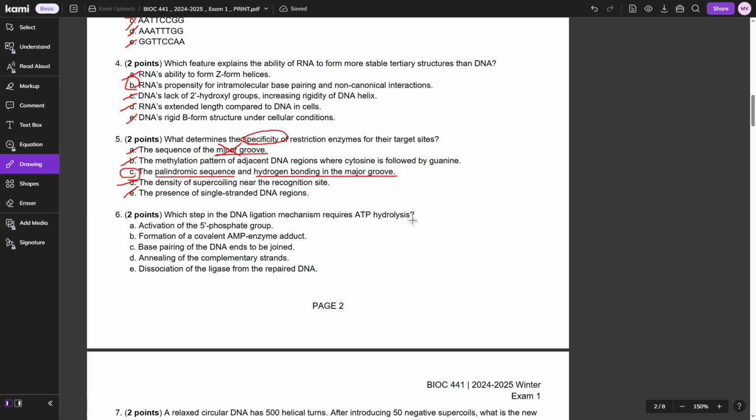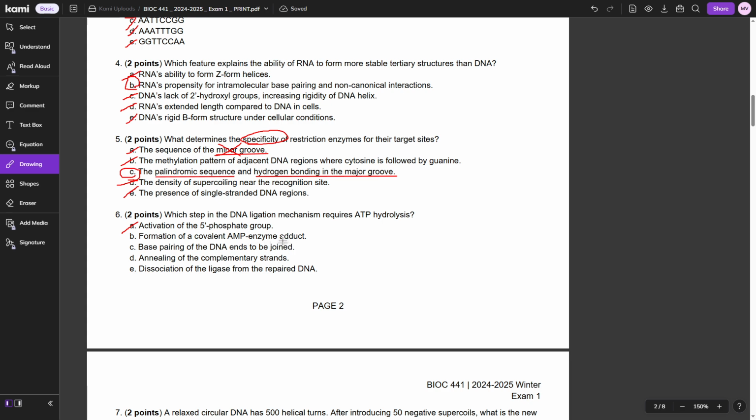So I'm looking for anything that talks about a covalent AMP thing. So, activation of the 5' phosphate group. So the ATP isn't used to activate the phosphate group. The 5' phosphate group is there, but it's not used to activate it. Formation of a covalent AMP enzyme adduct.